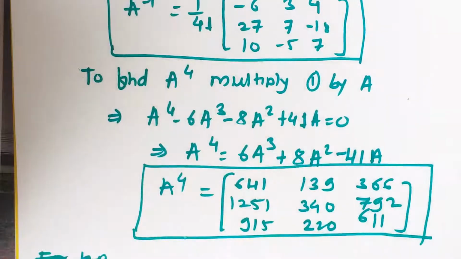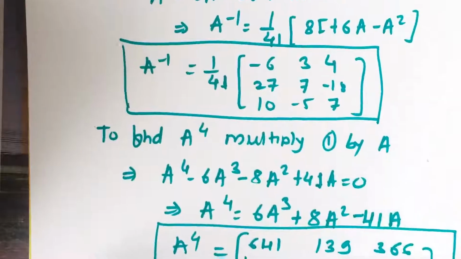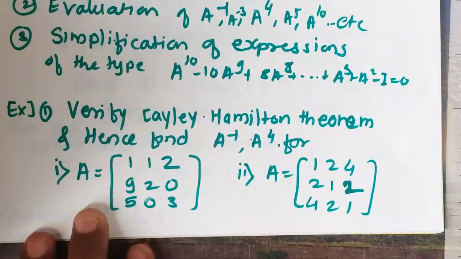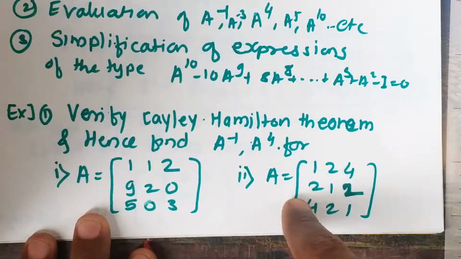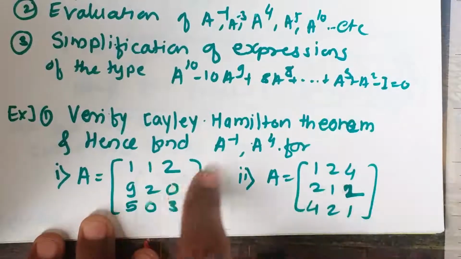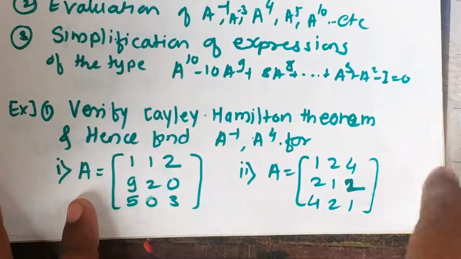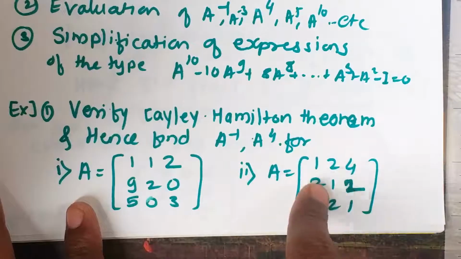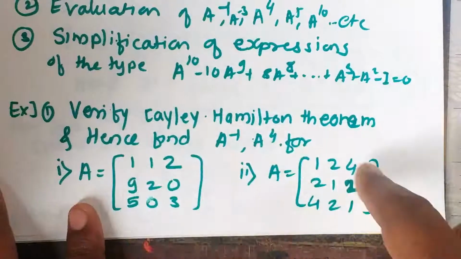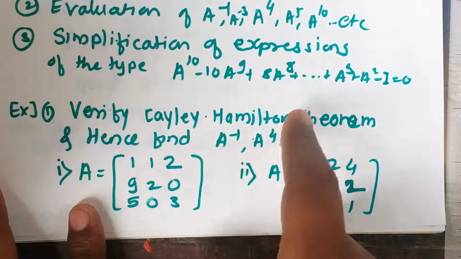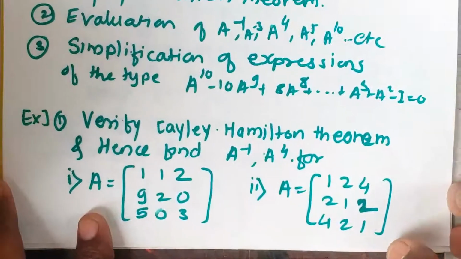So this is how we verify the theorem, and after that we have determined A inverse and A raised to 4. The same thing you have to repeat for the second problem, which is given for practice. This is that matrix 1 2 4, 2 1 2, 4 2 1. Whatever calculation we have done for the previous matrix, the same example I have written here for practice. You can do the calculation in a similar way and try to complete this example. Find A inverse and A raised to 4 also. Before that, verify the Cayley-Hamilton theorem.